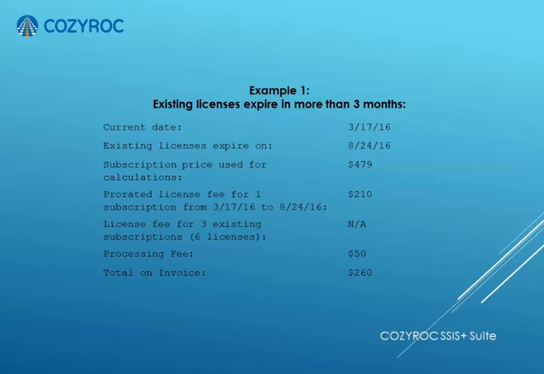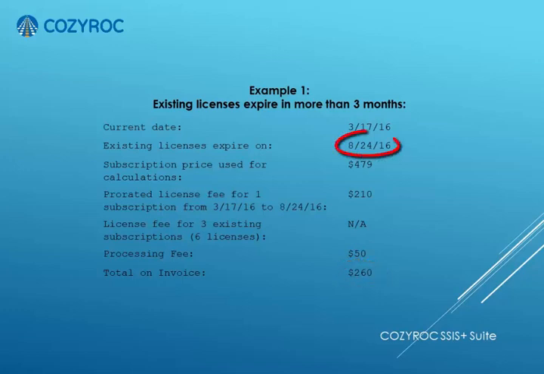And let's say we have 3 existing subscriptions, and in this example they expire on August 24th of 2016. Since the existing licenses don't expire for a while, we'll just calculate the prorated amount for the new subscription. So when we calculate the amount for the invoice, we'll use that prorated amount for the new subscription. There won't be any charge for the existing subscriptions because those will be renewed later. And then there's the $50 processing fee. And there you can see the grand total for the invoice.